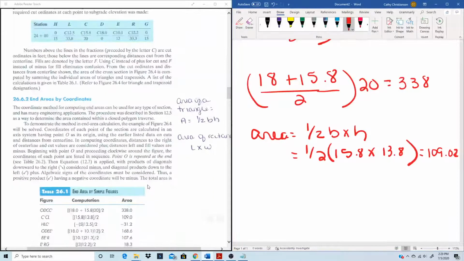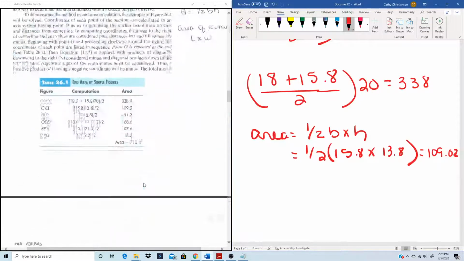And then the third way, and that's what you call by end area or simple figures. The third way is by coordinates. So back in chapter 12, we went over how to do coordinates. So I'm starting right here. Coordinates for each point have to be calculated. And then when we do, we can do diagonals and downward to the right and downward to the left. So I'll explain that in just a minute.